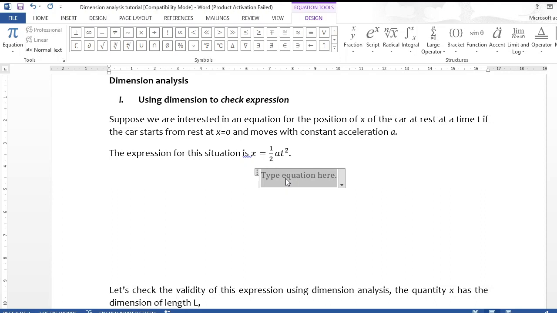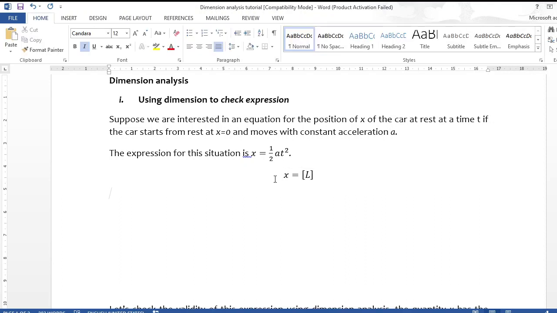And we said in our introduction that any kind of distance, whether it's position, whether it's a length, the dimension of that particular kind of scenario is L. So in this case, x has the dimensions of L. So I put x in a square bracket as L.